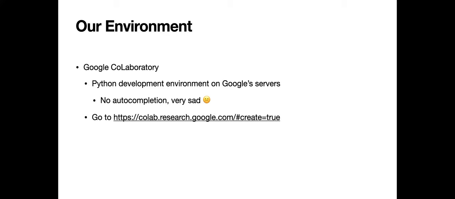Great. Okay, so how are we going to build a bot, right? We're going to use this thing called Google Collaboratory. It's a Python development environment on Google servers. There's no autocomplete, but it works. And that's great. So you guys can go to this website, colab.research.google.com, and check it out.